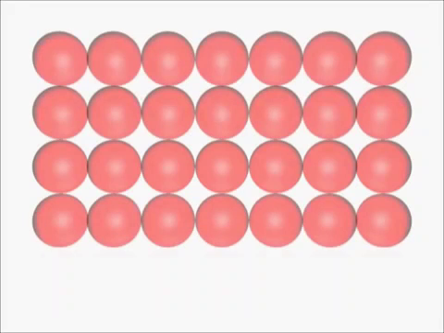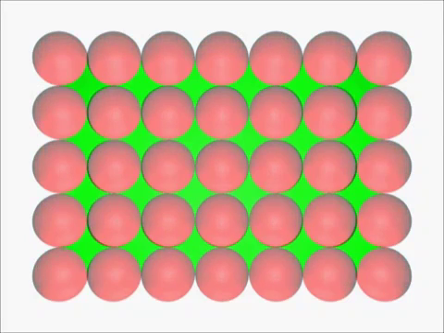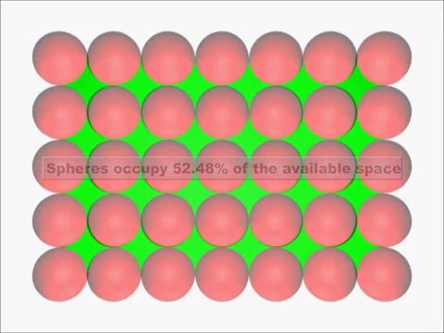They may be arranged like this. Note that each linear arrangement is aligned vertically. Here the vacant space is this. Now in this packing, the spheres take up only 52.48% of the available space.